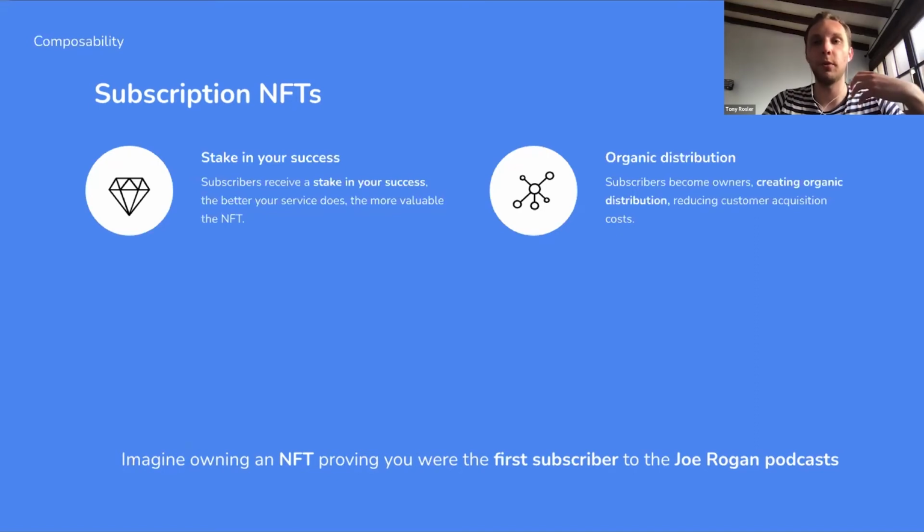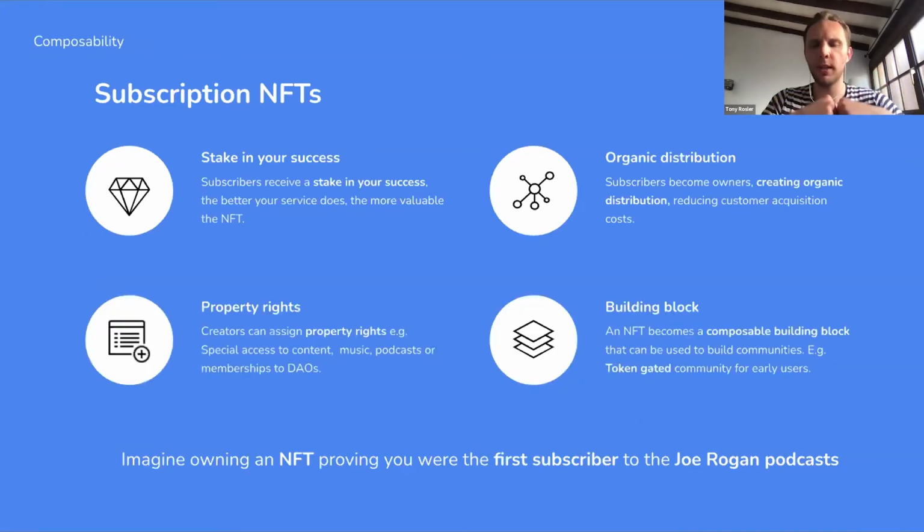Similarly, this provides Joe Rogan with organic distribution, because now his subscribers are his greatest brand ambassadors, since incentives are aligned. And lastly, this can be very interesting from a business point of view, because he can now identify his subscribers, identify who was early, and reward them appropriately. He can assign them property rights, for example, early access to podcast episodes, or special meet and greets at stand-up gigs. And he doesn't even have to provide all these services himself. People can build services around these building blocks, because again, the subscription is fundamentally composable.